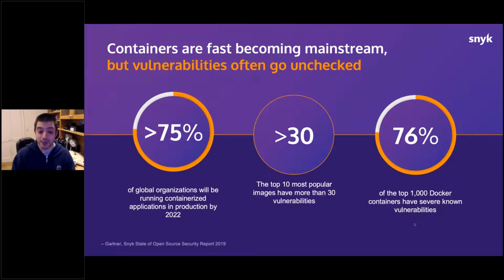When we look at it from a security point of view, the top 10 most popular images available today on Docker Hub have more than 30 vulnerabilities each. And if you look at the top one, which is a Node image, that has, I think, over 600 right now. So there are a lot of vulnerabilities even in the most commonly downloaded images. And over three quarters of the top 1,000 Docker containers have severe known vulnerabilities. So we have to recognize not just the numbers here, but also the threat they can pose to us, and it makes the decisions as to which images and which tags we use even more critical.